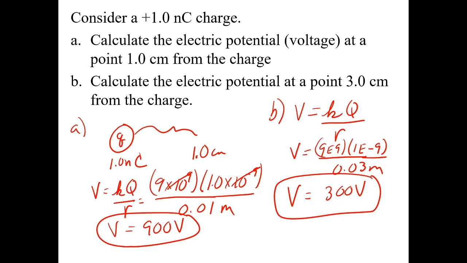We find that it drops off exactly the way we would expect. Because there's no squareds, it seems to be dropping off pretty linearly. So at 1 centimeter, it's 900 volts. And then at 3 centimeters, I didn't leave myself enough room, it's 300 volts. What do you think it would be at 2 centimeters? It's exactly what you'd expect. It's linear there, 600 volts.